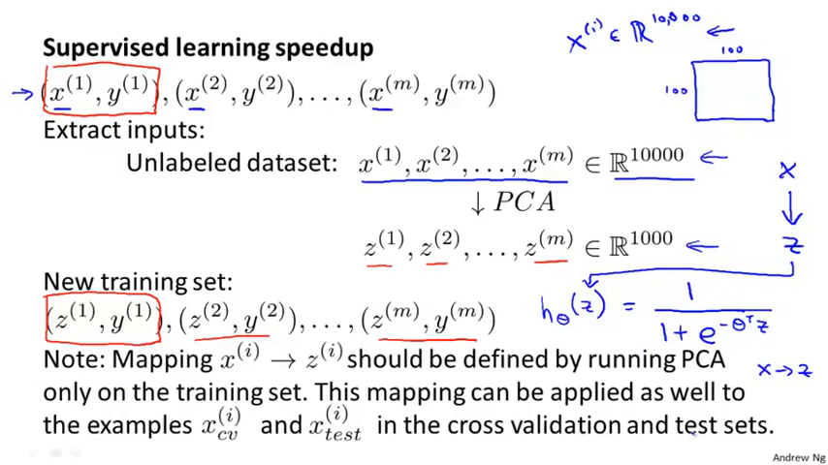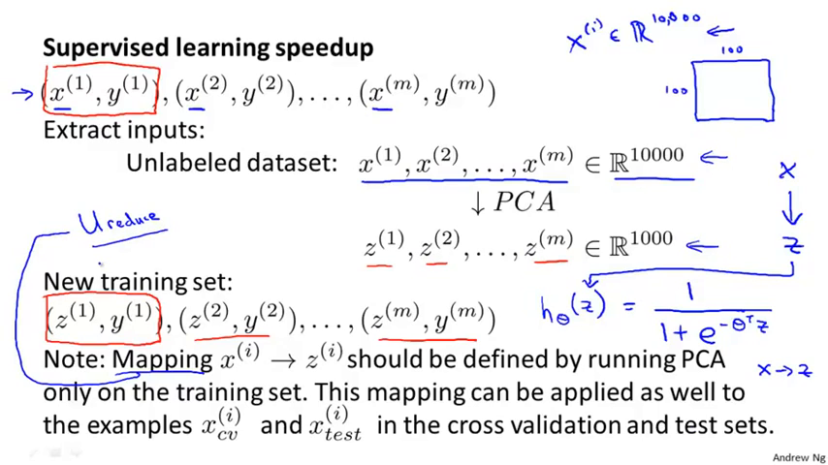One final note: what PCA does is it defines a mapping from x to z. And this mapping from x to z should be defined by running PCA only on the training set. In particular, this mapping that PCA is learning computes a set of parameters. It does the feature scaling and mean normalization, and is also computing this matrix uReduce. All of these things, like uReduce, are parameters that are learned by PCA, and we should be fitting our parameters only to our training set and not to our cross-validation or test sets.